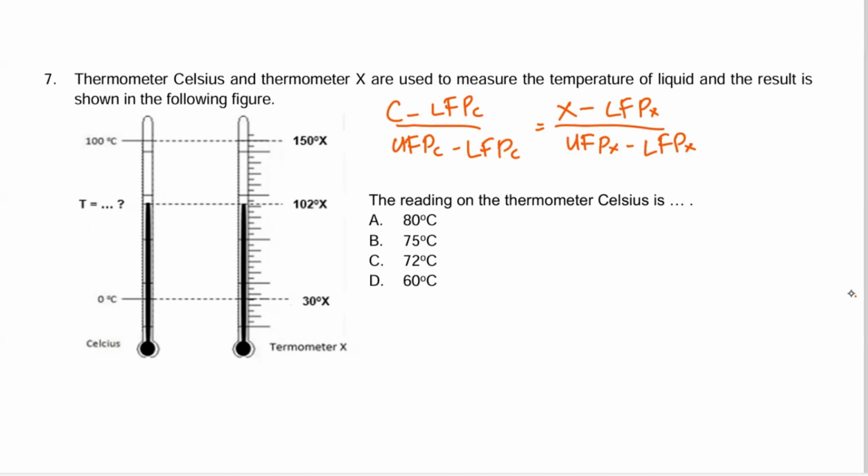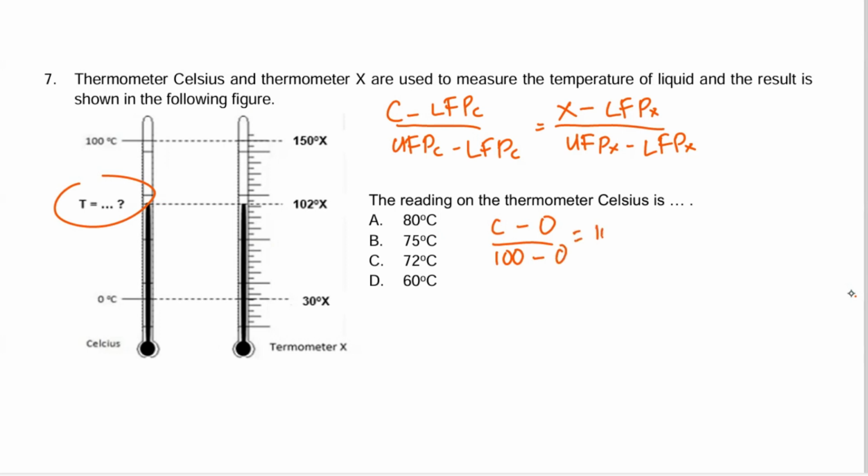Okay, so we just need to put all the numbers here. The C is not known, right? So we just write C here. That's the question. Now the lower fixed point of C is 0. The upper fixed point of C is 100, minus the lower fixed point, which is 0.